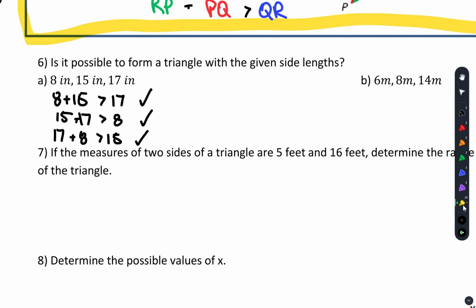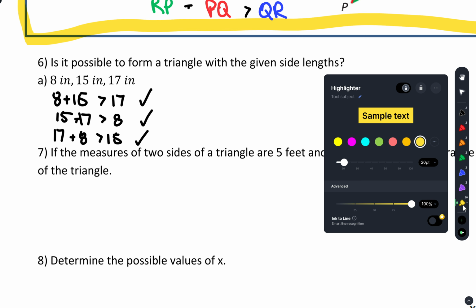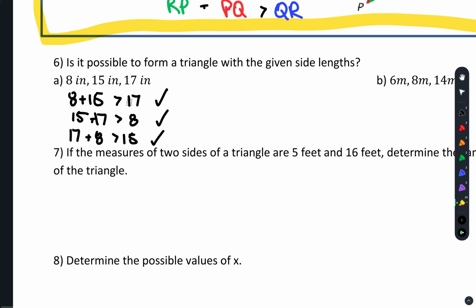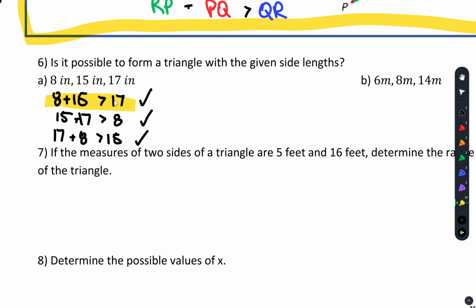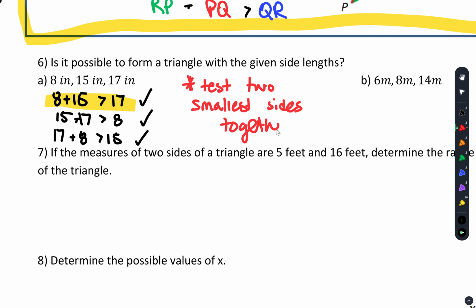Yeah, if I'm testing whether two sides are going to be greater than another side, I'm going to test whether the two smallest sides together are going to be greater than the biggest side. So really, all we had to test was 8 plus 15 is greater than 17. So make yourself a note. Test the two smallest sides together. So because the two smallest sides together were greater than my largest side, I can say, yes, these 3 sides do form a triangle.